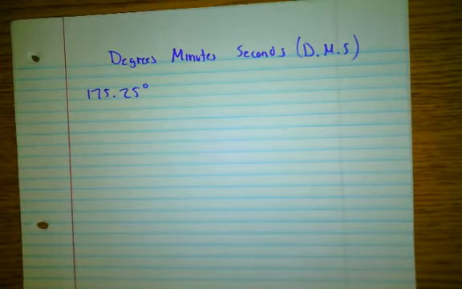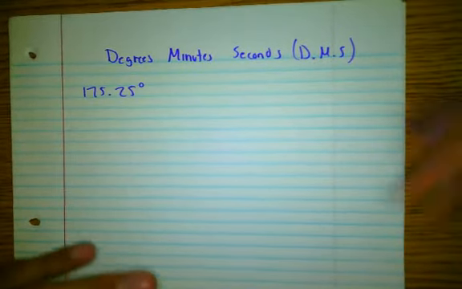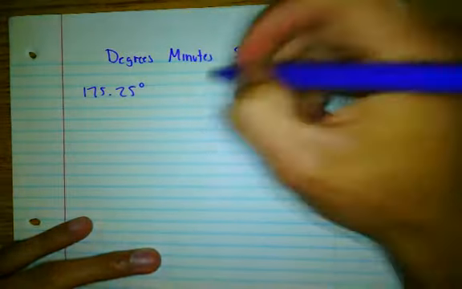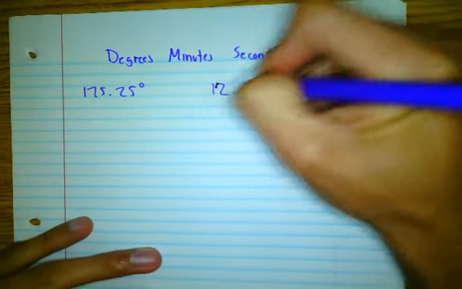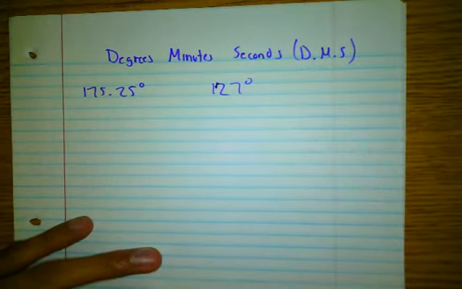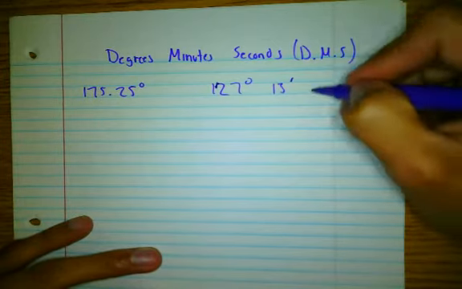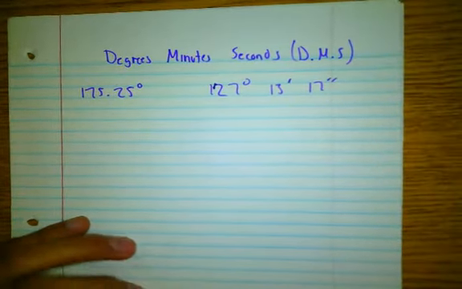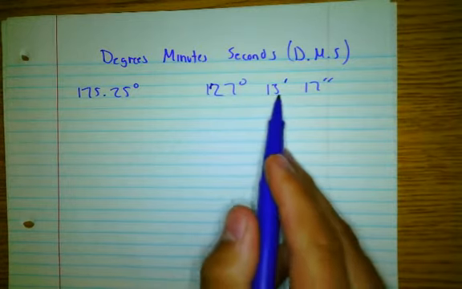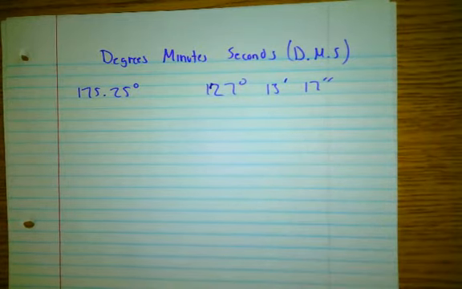So here's what they do. Let me give you an example of what it would look like. This is not equivalent, I'm just going to make it up. 127 degrees, 13 minutes, 17 seconds. That's an example of an angle. 127 degrees, 13 minutes, and 17 seconds. It may sound silly, but there's a reason why they use it. I don't really know why they came up with this for longitude and latitude, because that's not really my area of study. But they came up with it for a reason. I'm not really sure why.